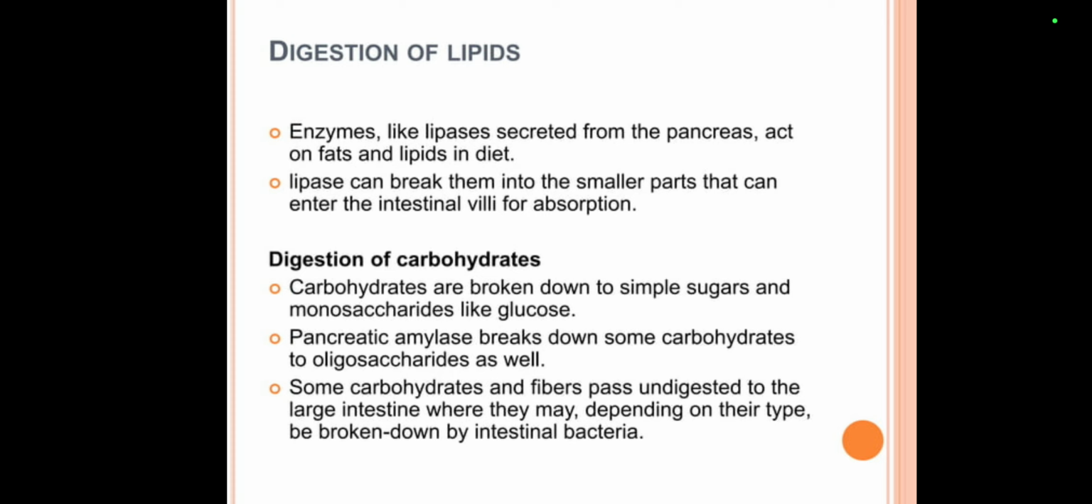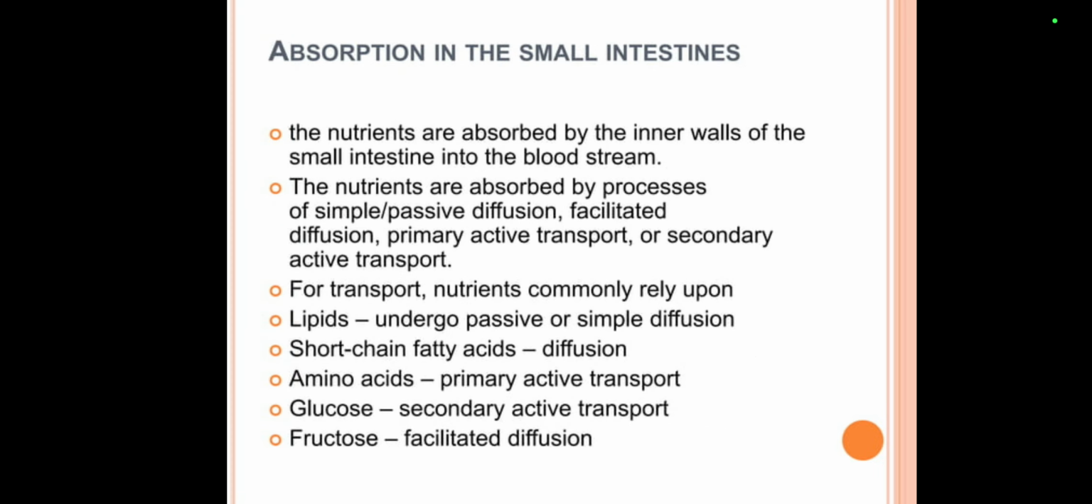After the digestion of carbohydrates, it will also release products, and this is done again in the large intestine. So that is particularly on the digestion of carbohydrates. Now, let's talk about the absorption in the small intestine.